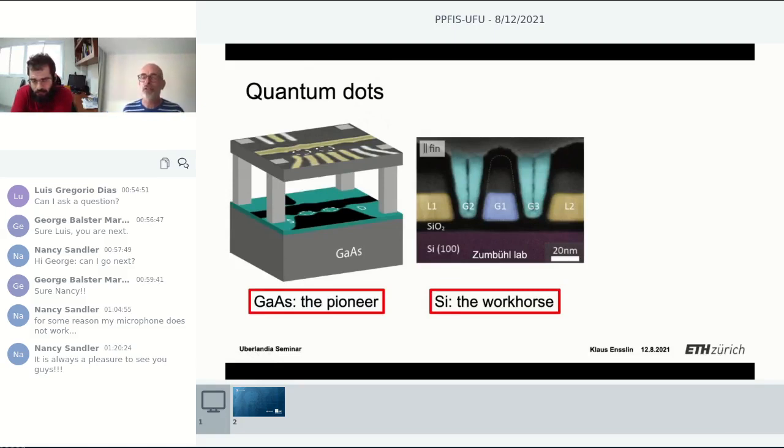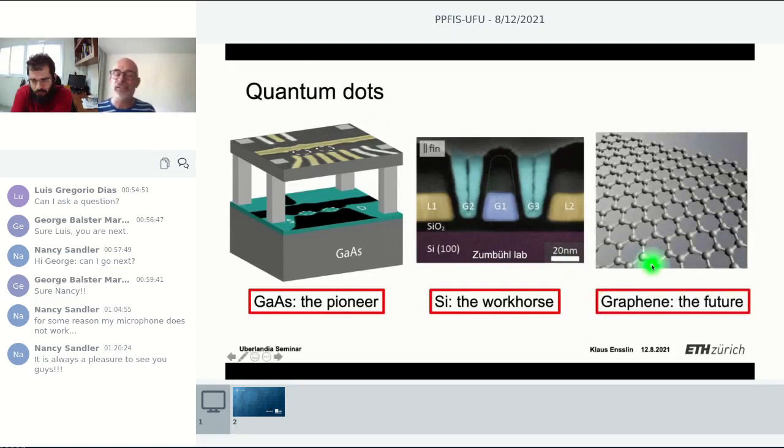Now, I will show you something else, graphene. Graphene is interesting from the physics point of view. I think everybody would agree with that. But we have to understand how we can use it to build interesting quantum devices. And that's actually not that simple. So many people work with graphene, not so many people work with quantum devices. And actually, it's a good material because graphene is everywhere.